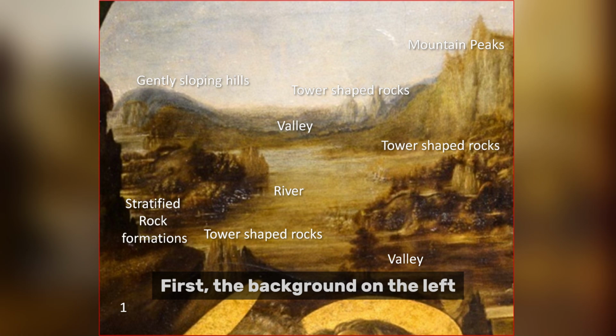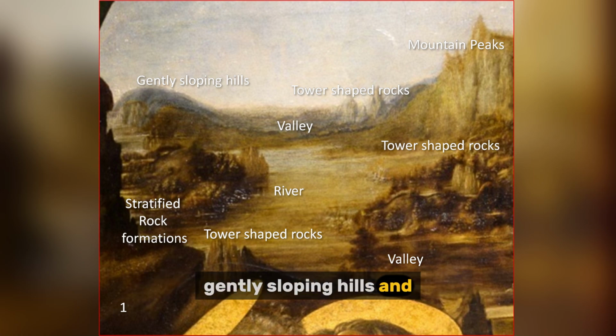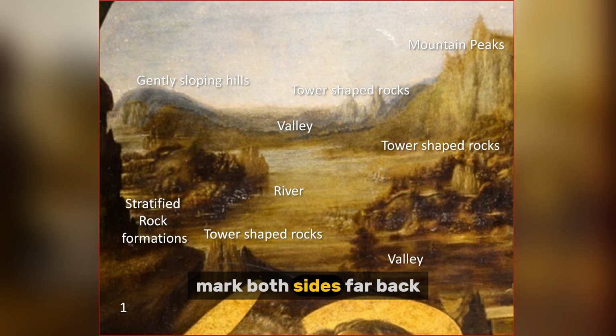First, the background on the left presents a U-shaped valley between gently sloping hills and steep mountain peaks. The valley is filled with a rich river flowing peacefully towards the foreground. Relic rock masses with tower-shaped rocks mark both sides far back, in the middle, and at the front. Some stratified rocks frame the left side of the scene on the foreground.